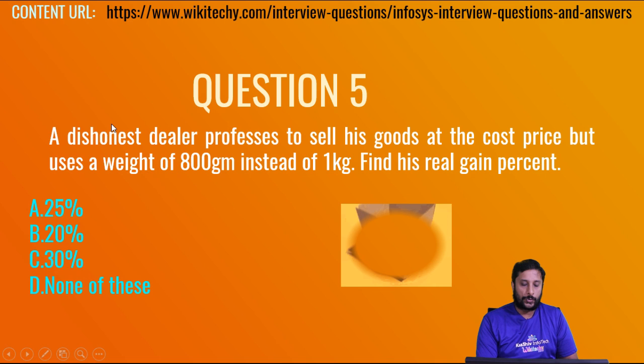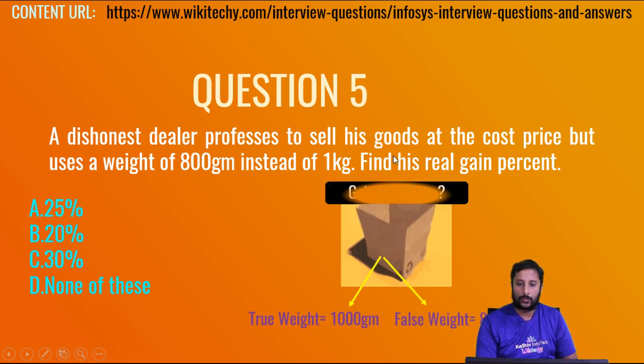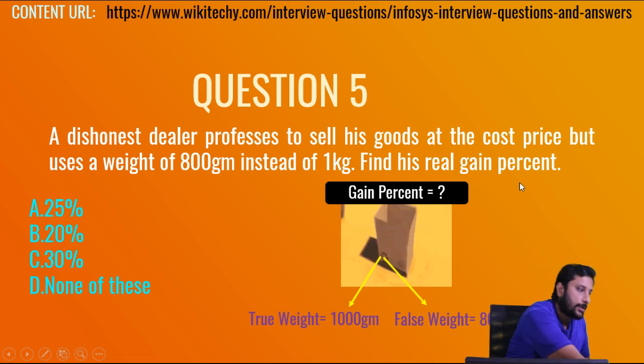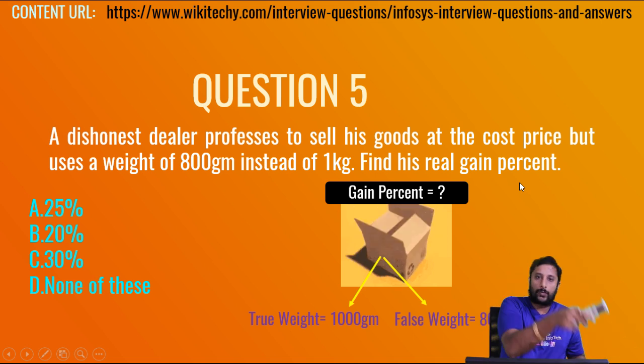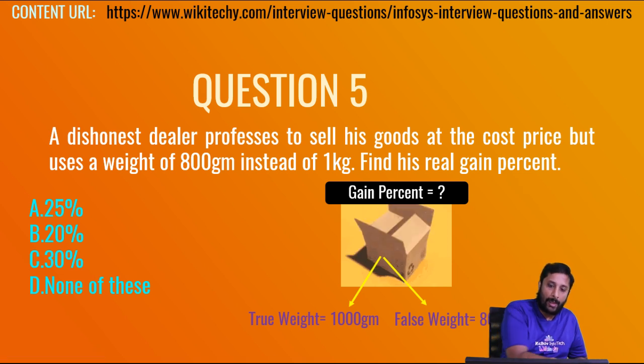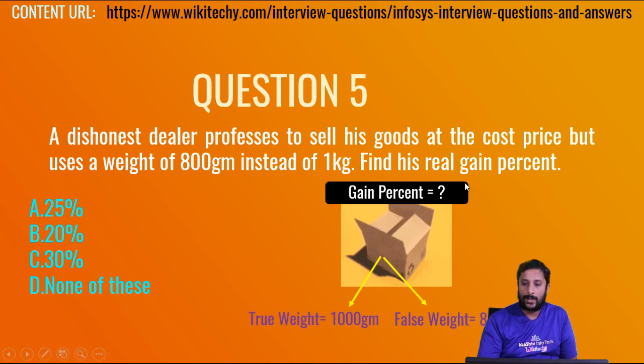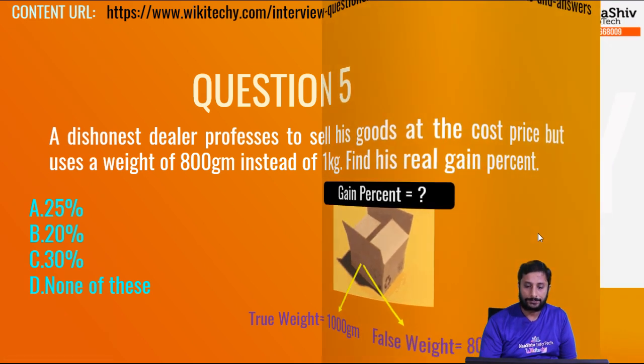Let's move on to the question. A dishonest dealer professes to sell his goods at the cost price, but uses a weight of 800 grams instead of 1 kg. Find his real gain percentage. See, I got 1000 grams, I want to give it to the people. Instead of 1000 grams, I give only 800 grams and cheat the customer. In that case, what is the real gain percentage? That's the question.